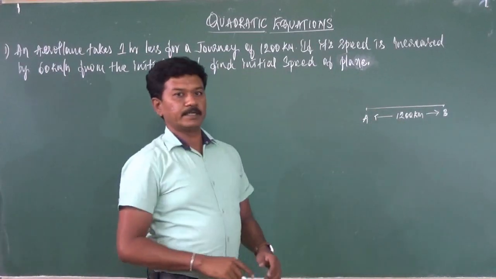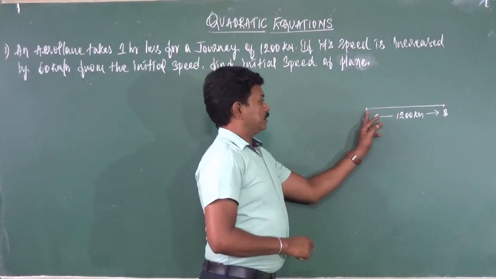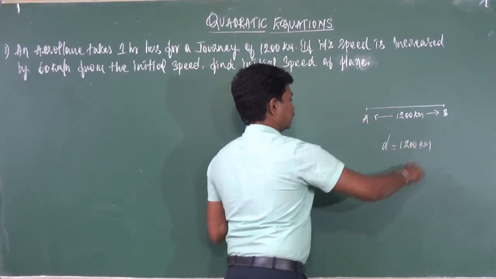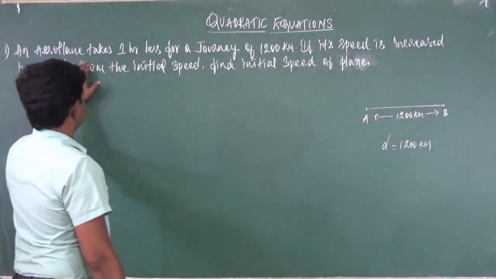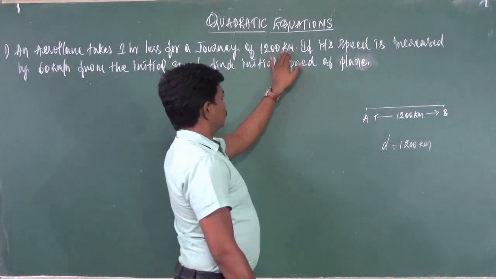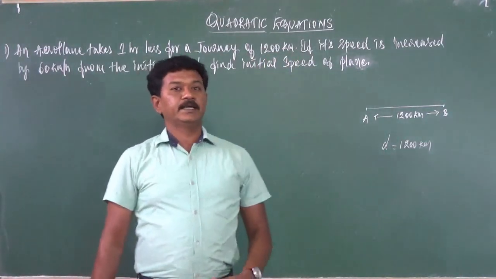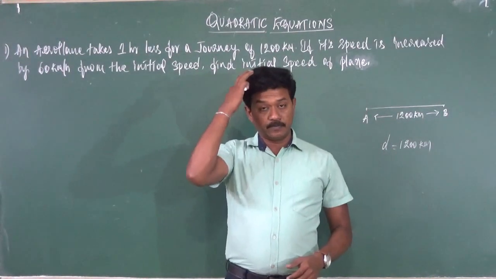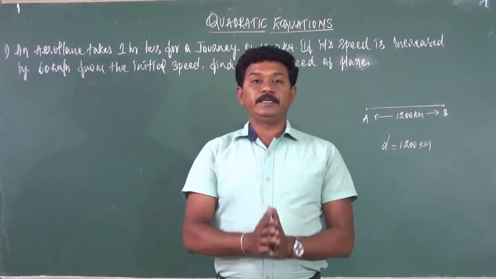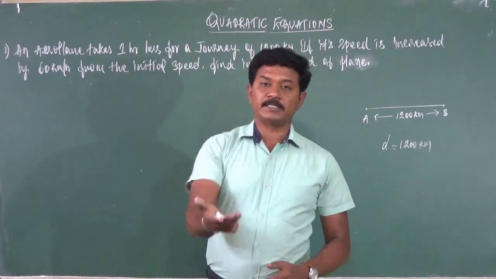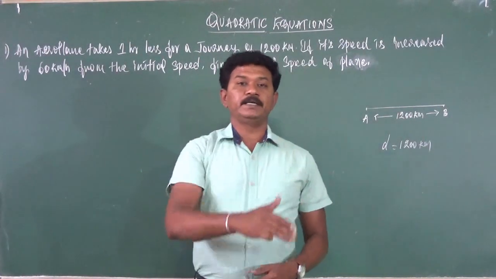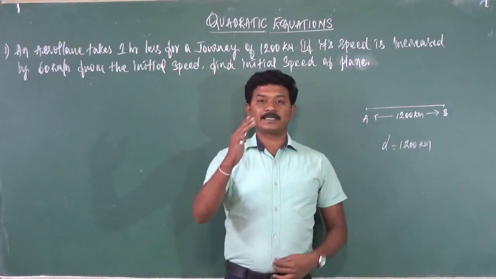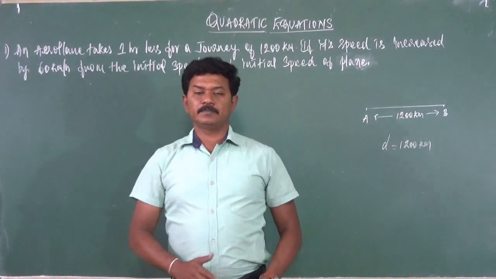Now, the distance is given, that is 1200 kilometers. So D is equal to 1200 kilometers. I'll write the data. An aeroplane takes 1 hour less for a journey of 1200 kilometers. We have to understand the physics here. In previous sessions, in some 2 problems, I have already discussed this concept. When we travel from one place to another at a usual speed, and cover the same distance again with a little more speed, what happens to the time? When the speed increases, the time decreases. Please remember this concept. This is very important.